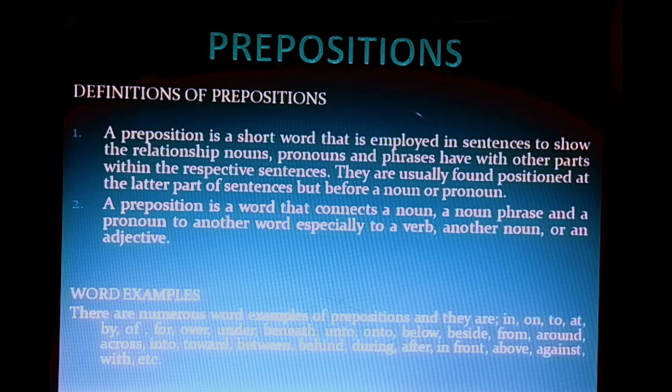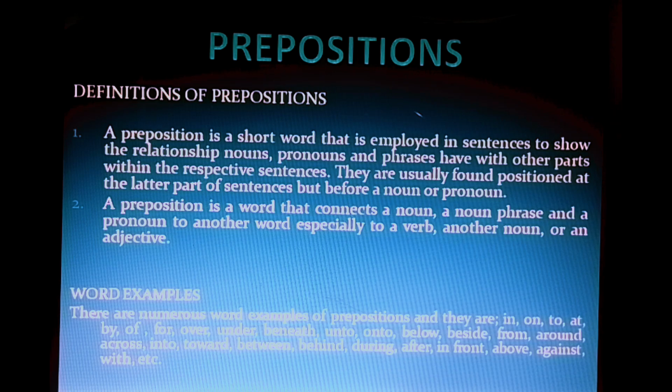We are looking at the second definition that says a preposition is a word that connects a noun phrase and a pronoun to another word, especially to a verb, another noun, or an adjective. If you have knowledge of what a verb is, what a noun is, or what an adjective is, you will understand that a preposition connects a noun with a verb, with a noun, or an adjective. We're going to explain this more later.